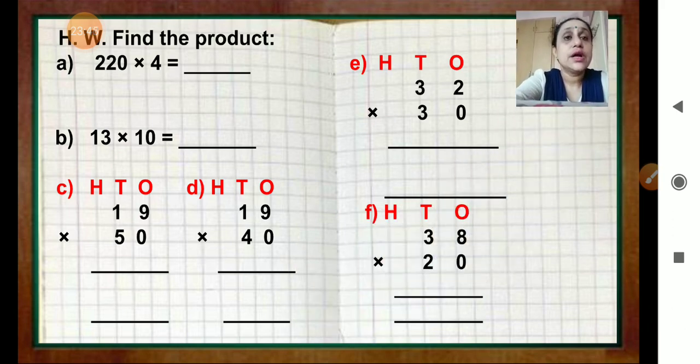Now this is your homework. Find the product horizontally and vertically. The questions are being given. A, 220 multiplied by 4. Question B, 13 multiplied by 10. C, 19 multiplied by 50. D, 19 multiplied by 40. E, 32 multiplied by 30. Now F, 38 multiplied by 20.